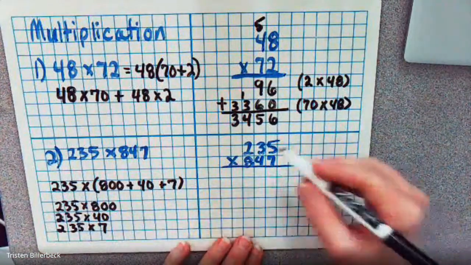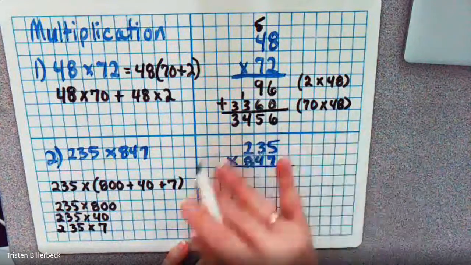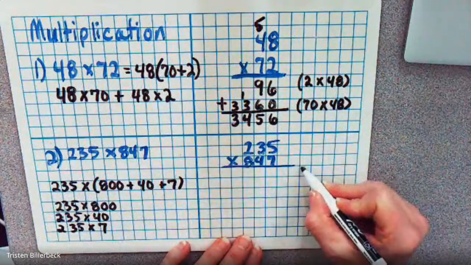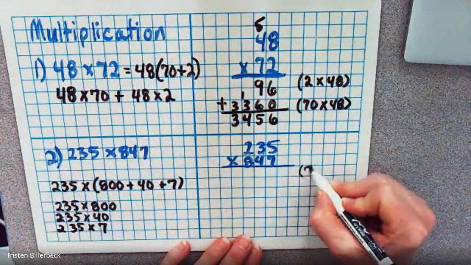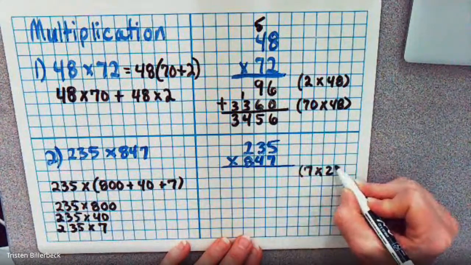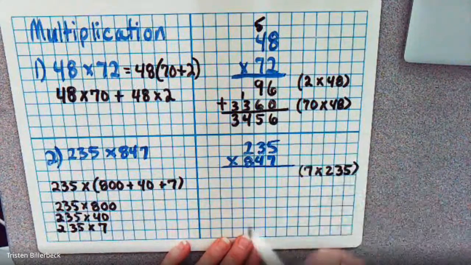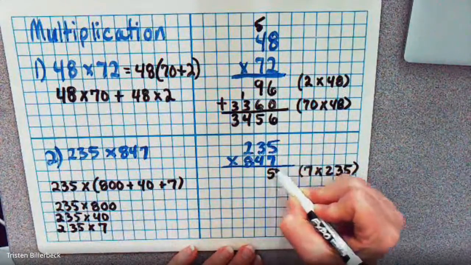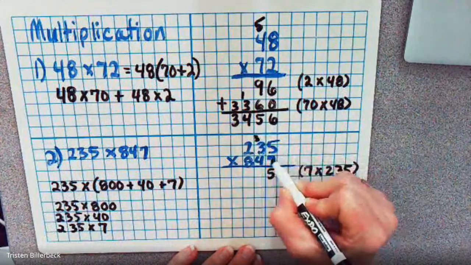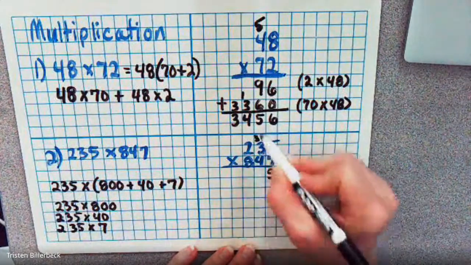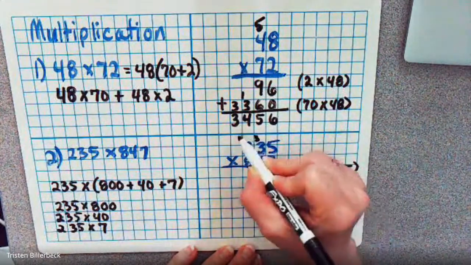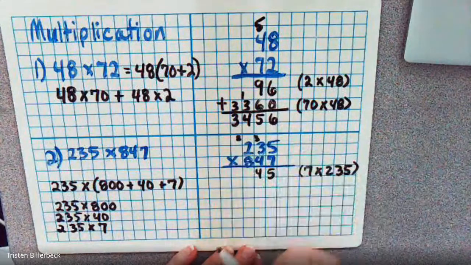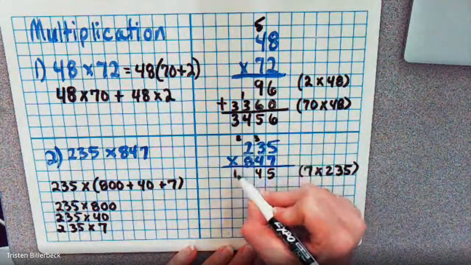So when we do it in this format, we're going to do 7 times 235 first. So that's going to go on this first line. So 7 times 5 is 35, carry a 3. 7 times 3 is 21, plus 3 is 24. 7 times 2 is 14, plus 2 is 16.